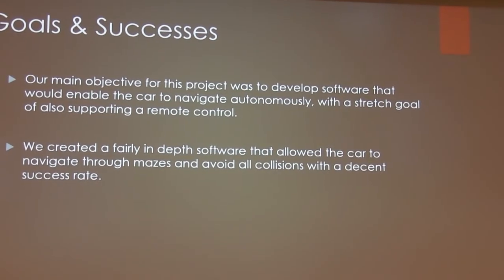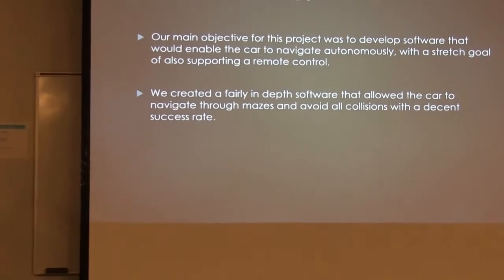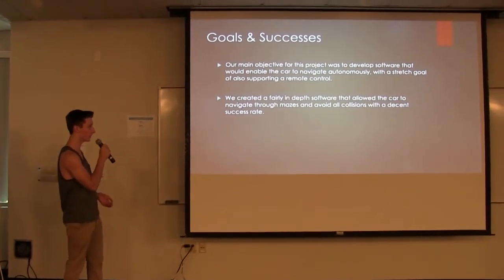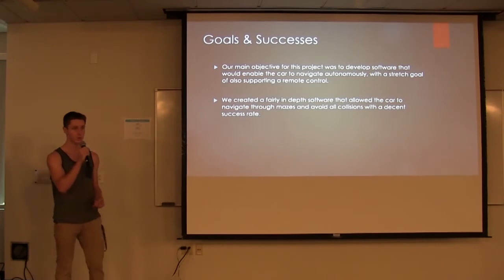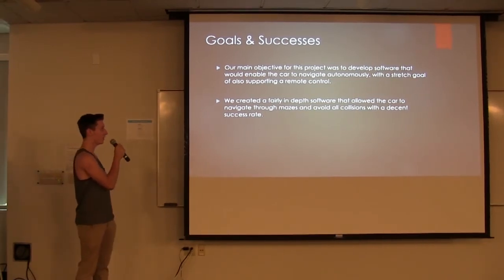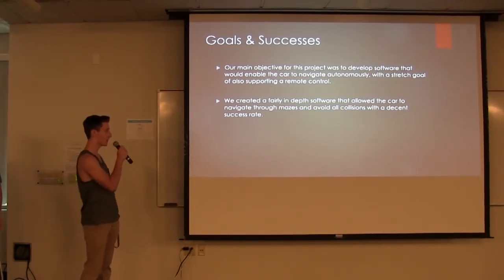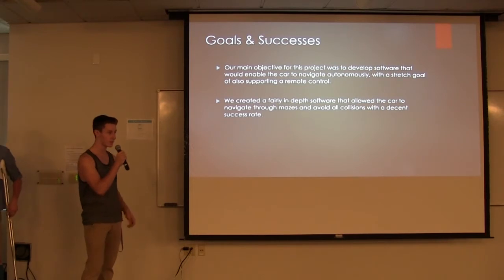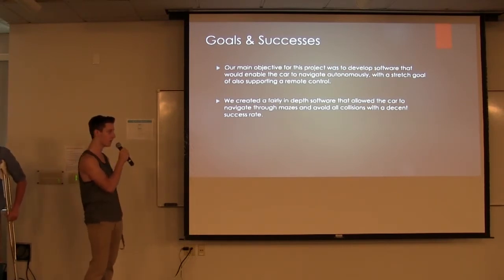Okay, so our main objective, like we said at the start of this project, was to just develop a software that would allow the car to autonomously navigate through mazes and avoid collisions, with a stretch goal of also being able to remotely control the car. Then looking back on the process, we did create a fairly in-depth software that allowed it to navigate through mazes and avoid collisions with a pretty decent success rate. It wasn't perfect, and it still ran into some collisions during testing, but for the most part, it was a good success.